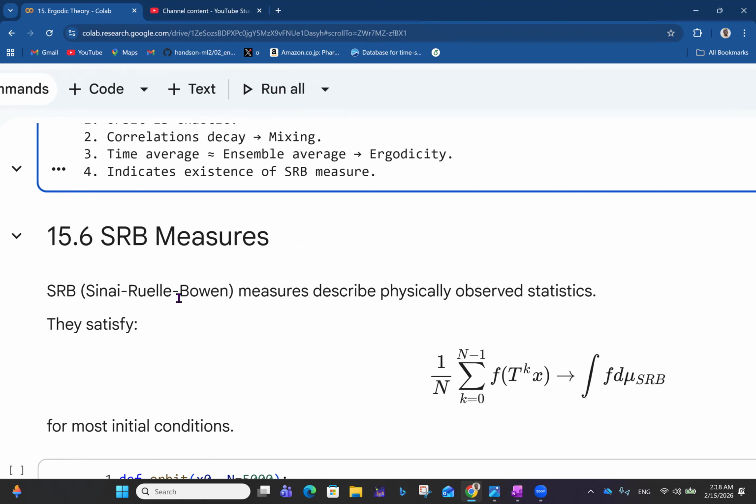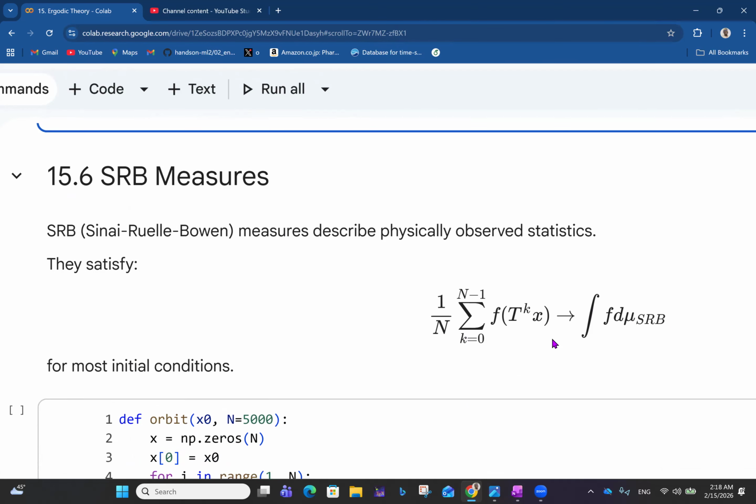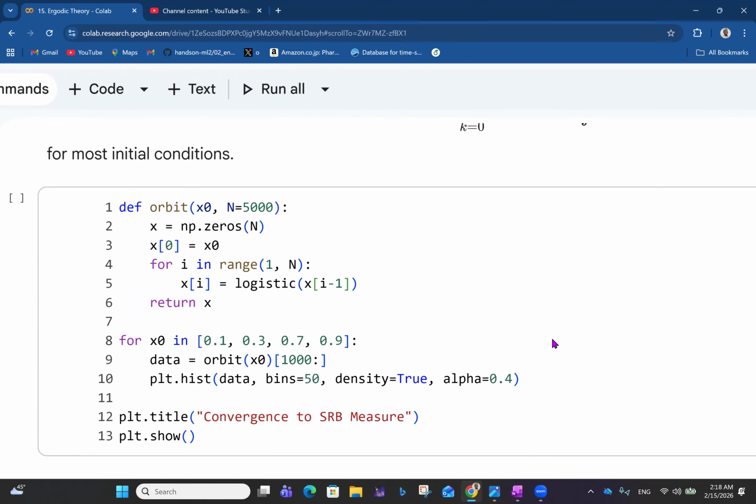SRB, which is Sinai-Ruelle-Bowen, measures describe physically observed statistics, and they satisfy 1 over n summation from k equals 0 to n minus 1 of f(T^k x), implying the integral of f dμ_SRB. Okay, so for most initial conditions, they describe physically observed statistics. So we have something like that here. We have convergence to the SRB measure.